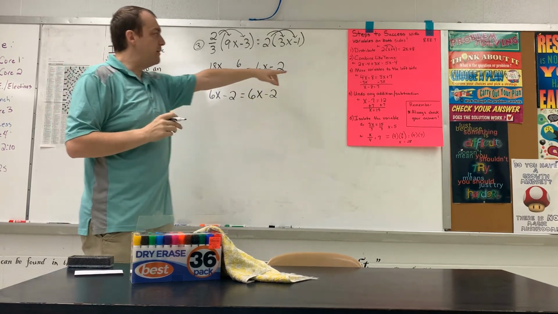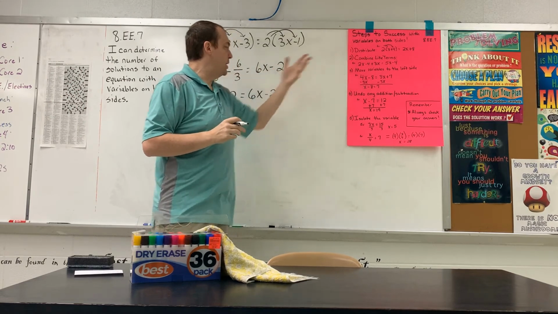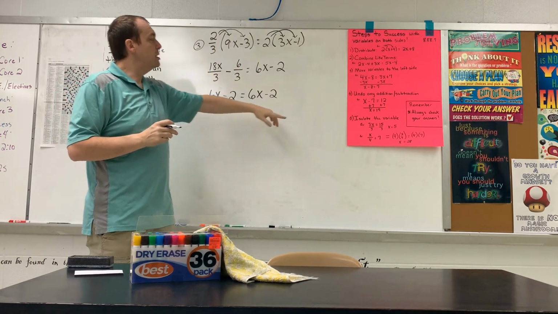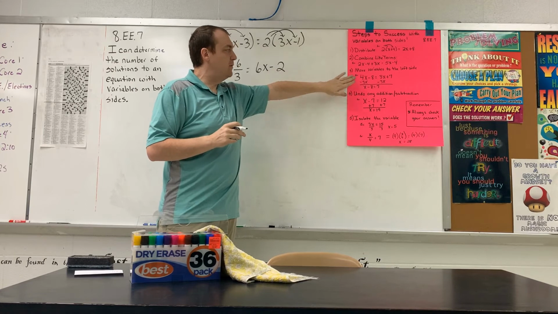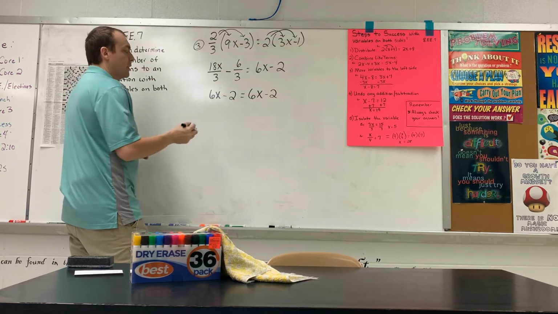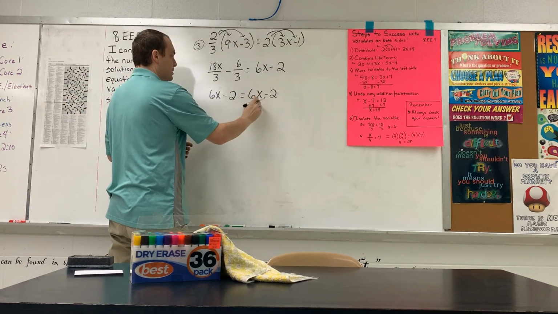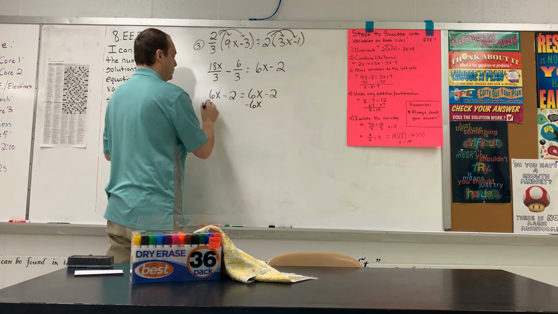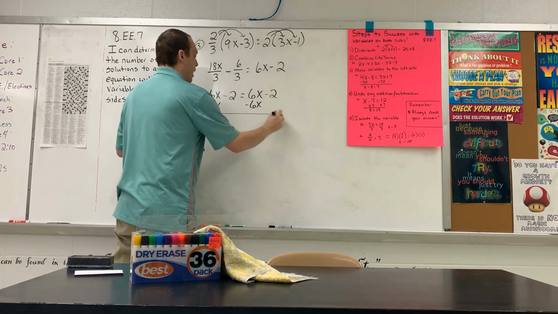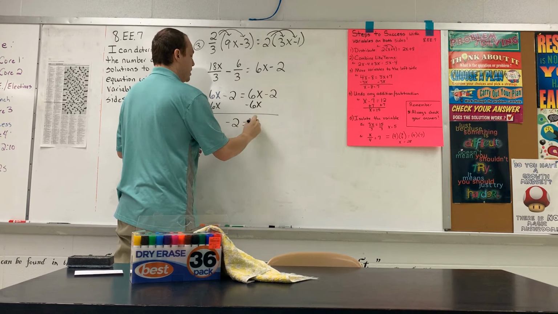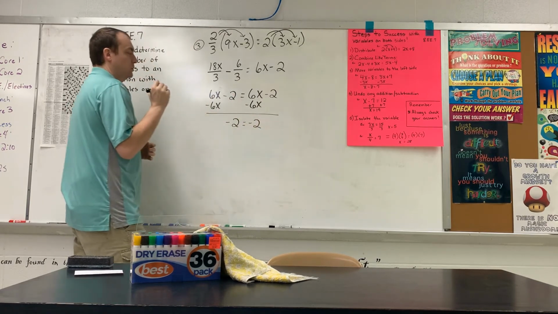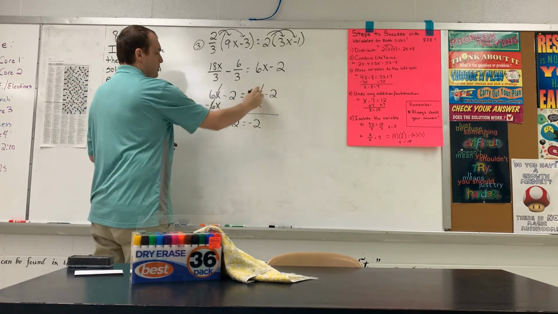Now, we didn't have any terms that were alike, so we didn't have to combine any like terms. So now we can move down to moving our variables to the left side. I'm going to get rid of this 6x over here by subtracting it. And you're left with -2 equals -2. These are going to cancel.